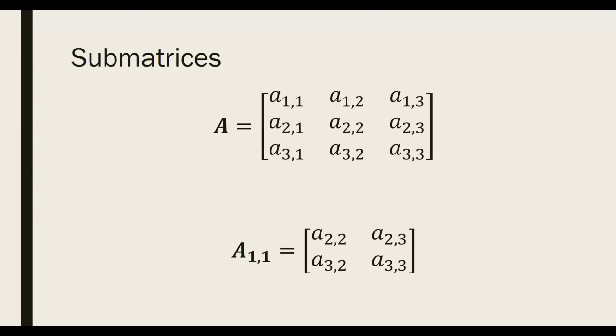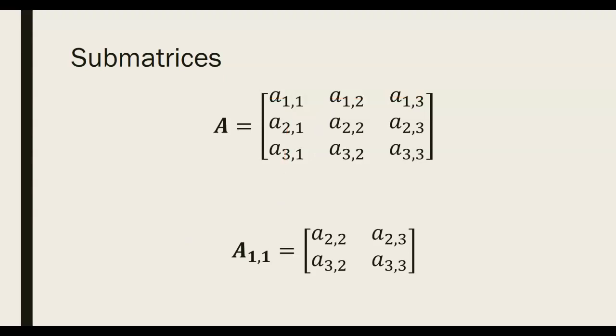So let's take A sub 1, 1. If I start with matrix A and I eliminate row 1, and then I eliminate column 1, what I'm left with is this 2 by 2 matrix, which is A sub 1, 1. All right, notice that the 1, 1 entry kind of was eliminated twice. That's fine. We're left with this 2 by 2 submatrix here.